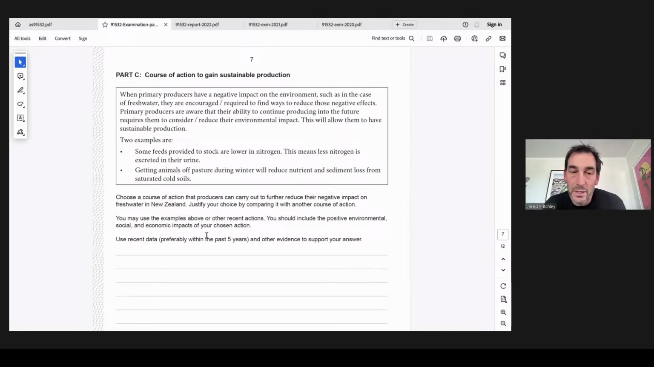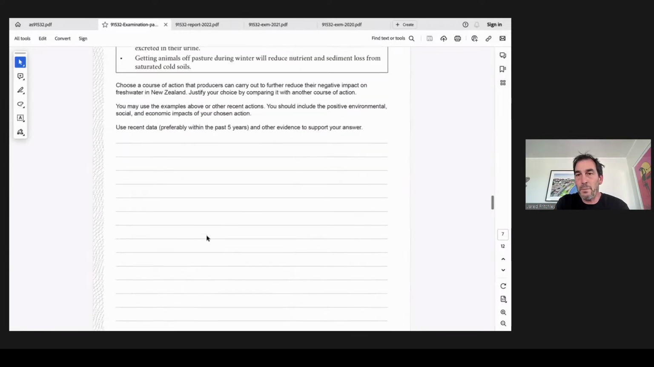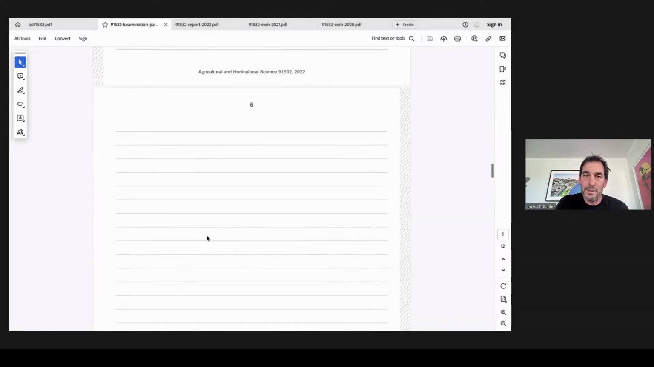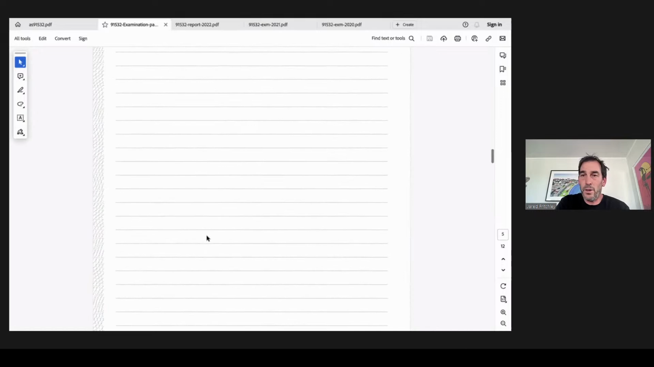In reality, they might actually carry out 2 or 3 of those things, but what are the pros and cons for each of those courses of action that they're producing and carrying out? So again, I think looking at past papers gives you an idea of the kind of things that have been assessed. Lots of lines there.